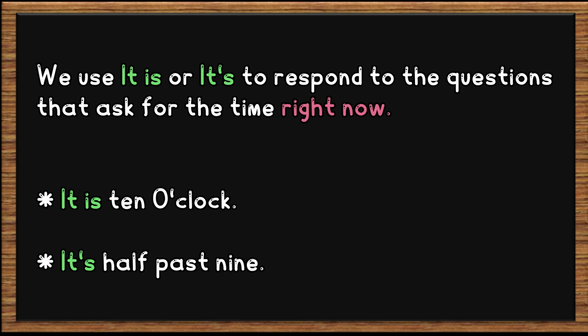We use it is or it's to respond to the questions that ask for the time right now. For instance, it is 10 o'clock. It's 9:30.